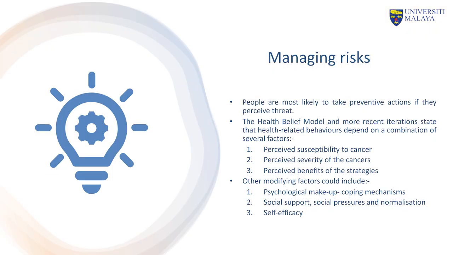People are most likely to take preventive actions if they perceive a threat. The health belief model and more recent iterations state that health-related behaviours depend on a combination of several factors. Firstly, perceived susceptibility to cancer. Number 2, perceived severity of the cancers. Number 3, perceived benefits of the strategies that they are doing for risk reduction. Other modifying factors could include psychological makeup as well as coping mechanisms of the patients, their social support, social pressures, and normalization of risk management, and their self-efficacy.